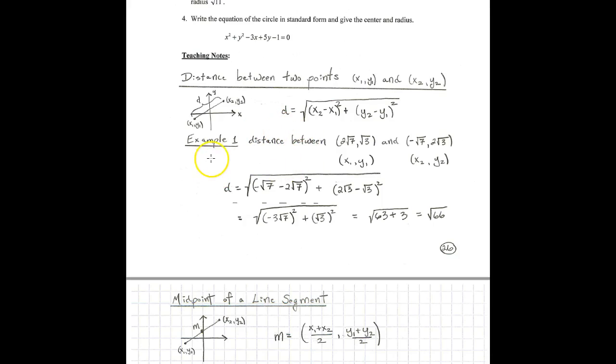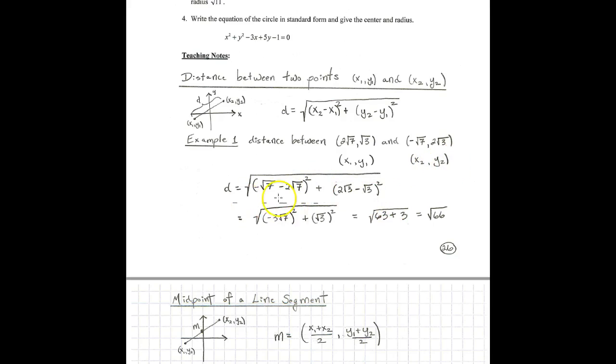So for example, if I want to find the distance between the points 2 square root of 7, comma square root of 3, that's my x and my y. I'm going to call this guy x1, y1. It doesn't matter if I called this guy x1, y1 or this guy x1, y1. The formula works either way. So it doesn't matter which one you call which. And the second point is minus square root of 7 for the x value. The y coordinate is 2 times the square root of 3. So I'm going to call that x2, y2.